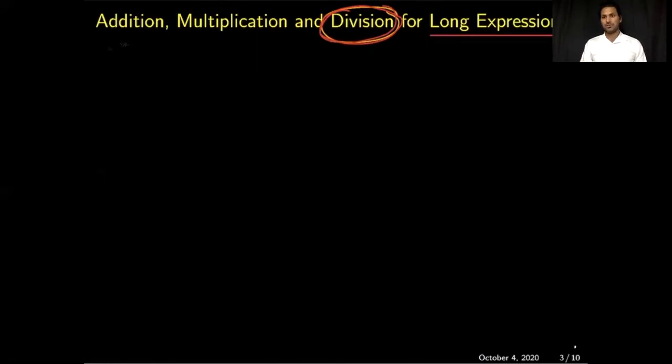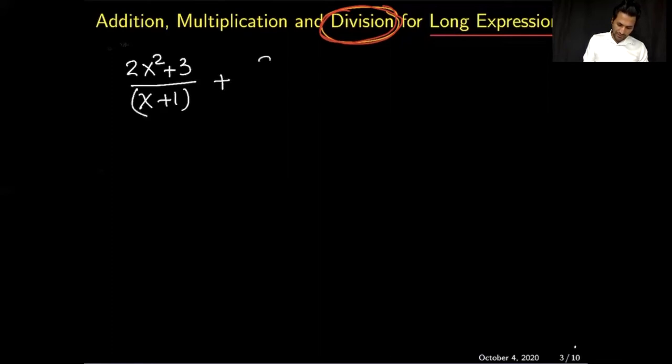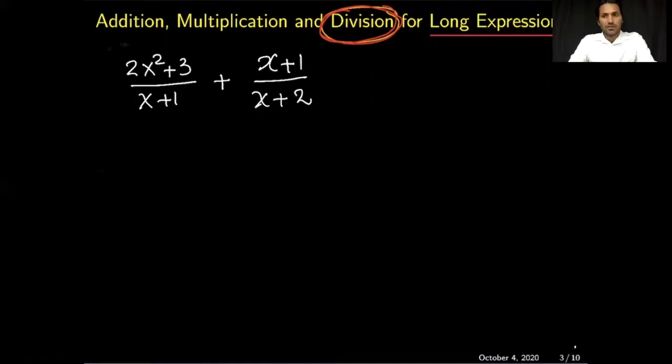Our next topic is how to perform the division operation between the long operations. So division is a very interesting and a bit more challenging operation to perform. So for example, I have to add 2x squared plus 3, over x plus 1, and then I have to add x plus 1 divided by x plus 2. How to add these two rational expressions? To add and subtract two rational expressions, first we will need to make the same denominator.